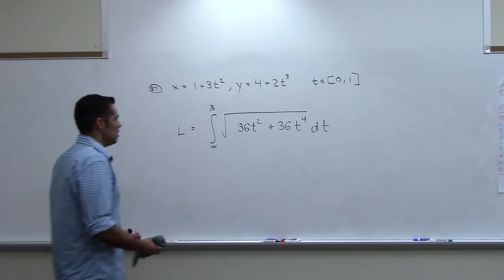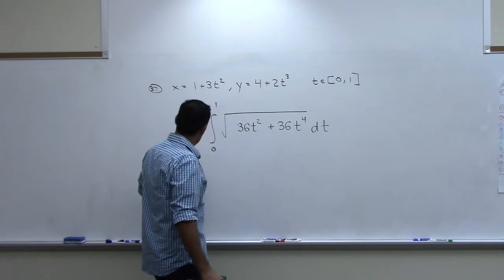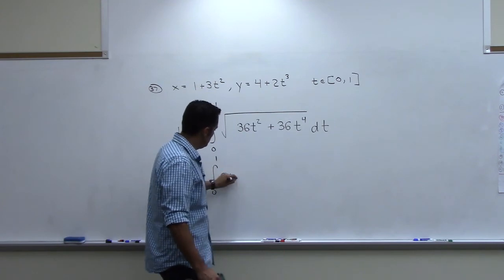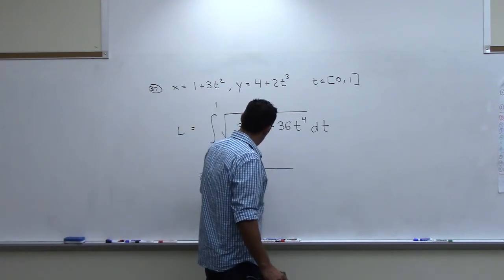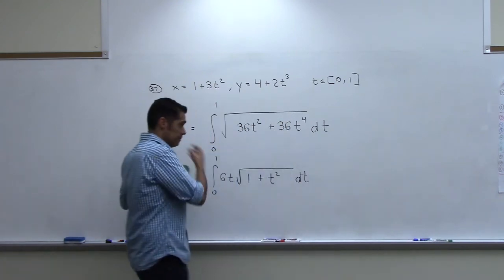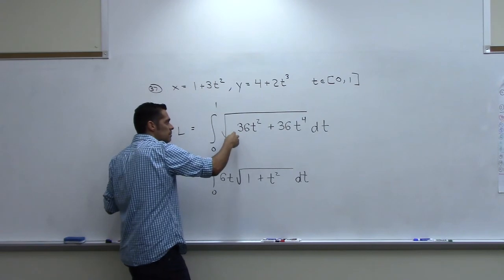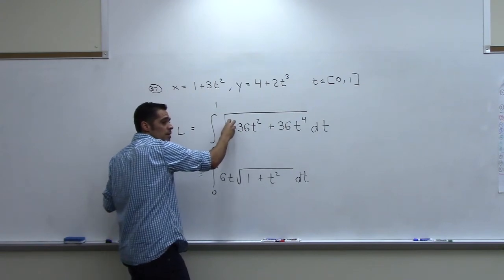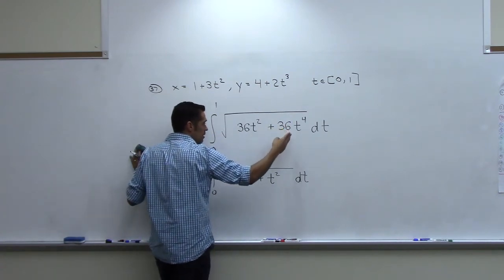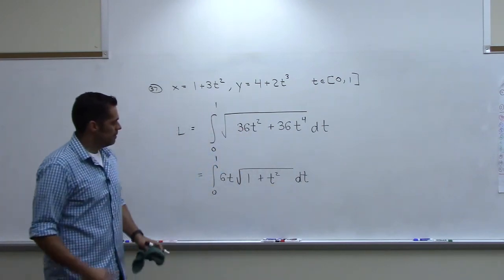Oh yeah, this is going to work out real nice. Oh, what was my alpha beta? 0, 1. Okay. This is the integral from 0 to 1 of 6t root 1 plus t squared dt. So here, what did I do? They each have a 36t squared in them, right? So I pull that out, 36t squared, but then take the square root of it, and it comes to 6t on the outside. What's inside is what was left when I pulled the 36t squared out, which would be a 1 and then a t squared. 1 plus t squared.